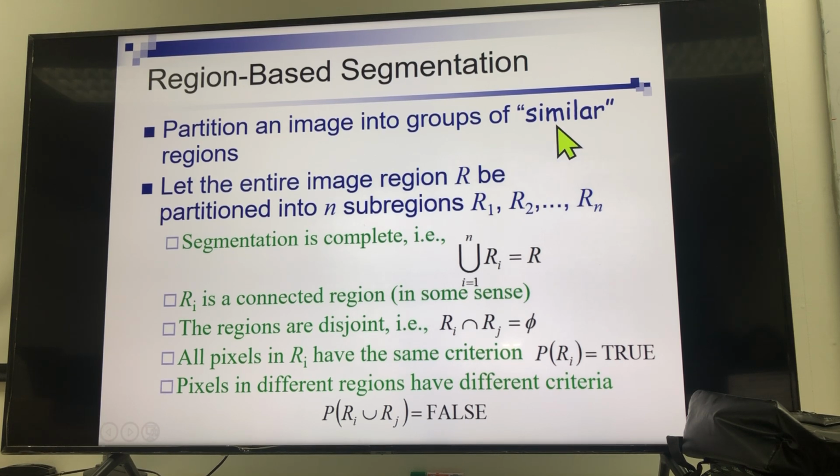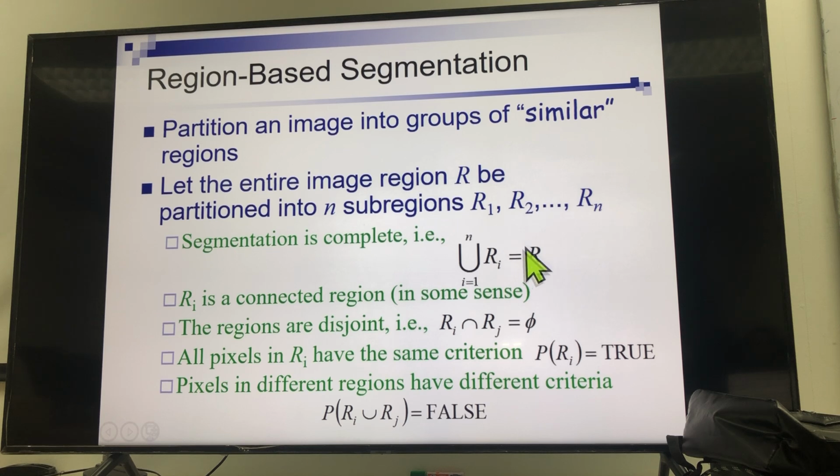The word similar in this case you have to define by yourself. What are to be similar? It could be intensity, it could be anything else. The entire image has to be separated into n sub-regions, R1 until Rn, and the union of them all has to be the whole image.